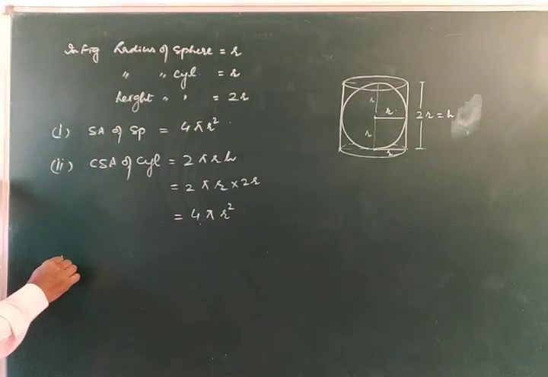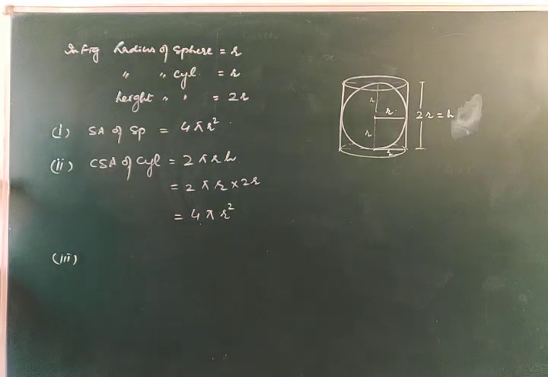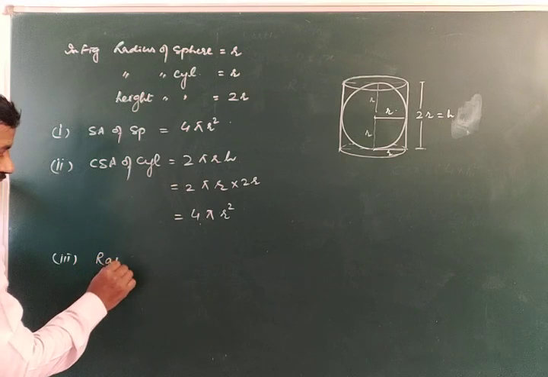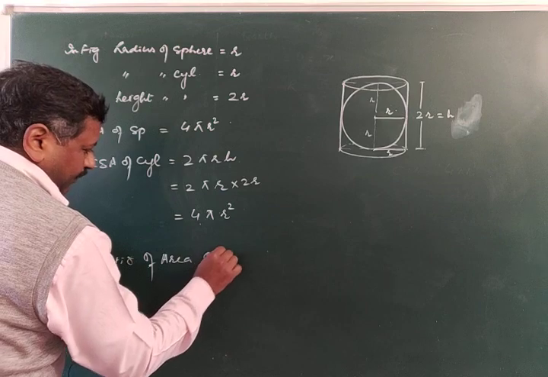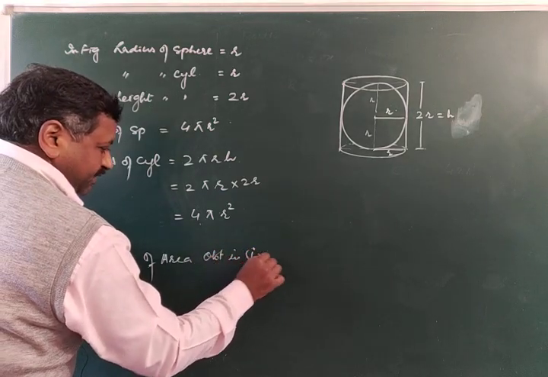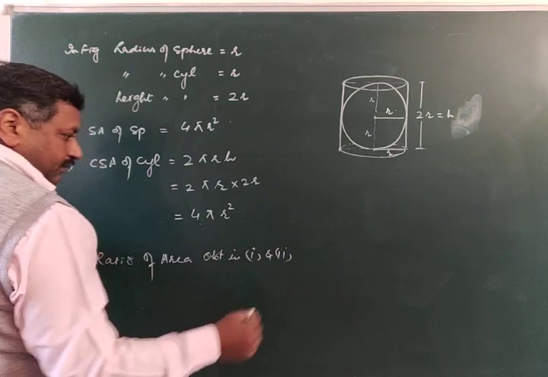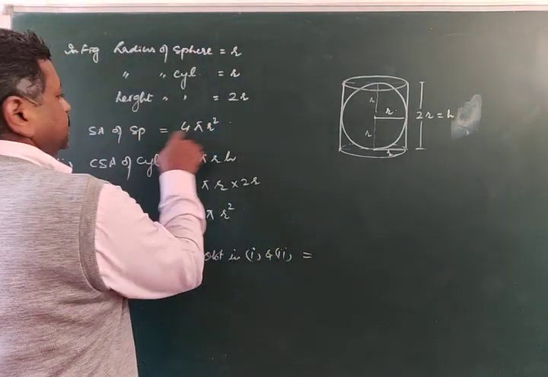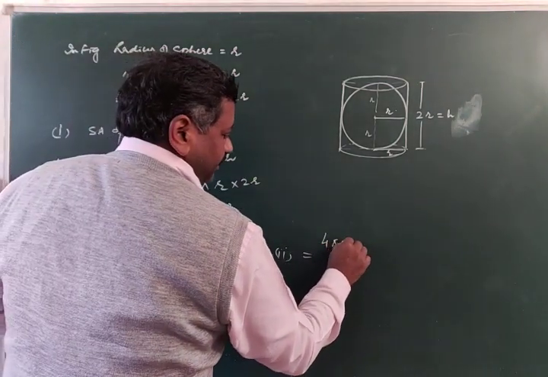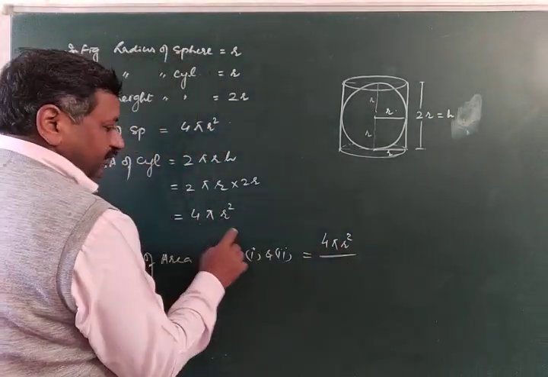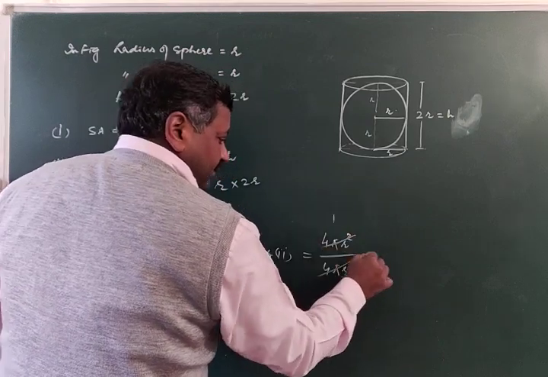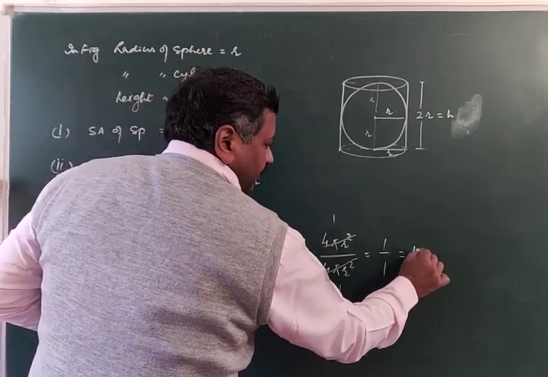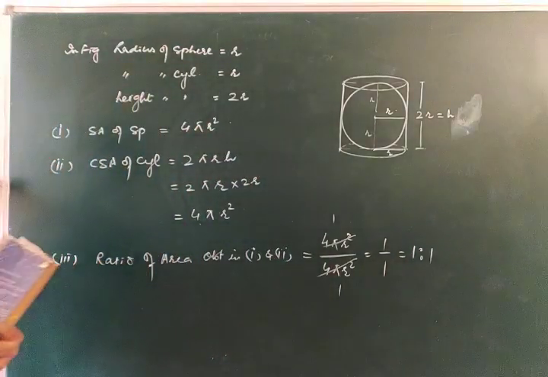So third part, ratio of area obtained in first and second. Ratio of area obtained in first and second is equal to first 4 pi r square, second that is also 4 pi r square. So cut it by, 1 upon 1, 1 will be the answer.